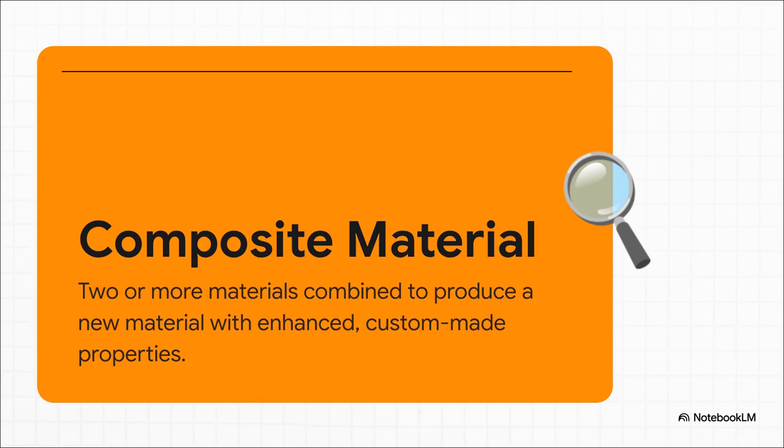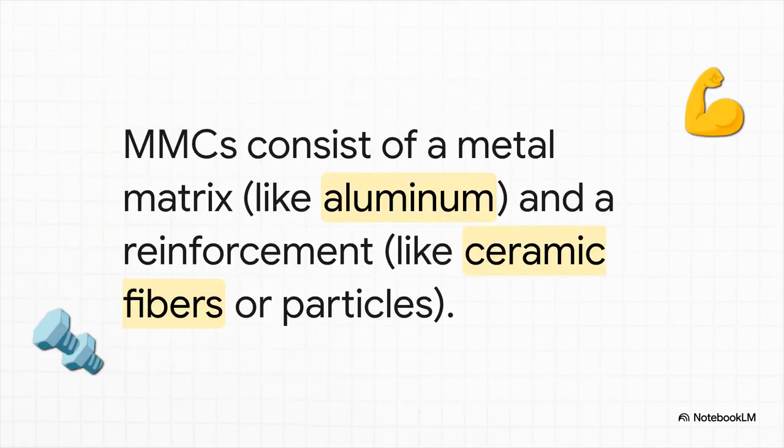The final result is way better than the sum of its parts. Let's zoom in on one really high-performance class, metal matrix composites, or MMCs. What you do here is take a lightweight, bendy metal like aluminum, that's your matrix. It's the glue holding it all together. And then you embed super strong, super stiff ceramic fibers or particles inside it. So what do you get? You get the metal's toughness and the ceramic strength all in one package.